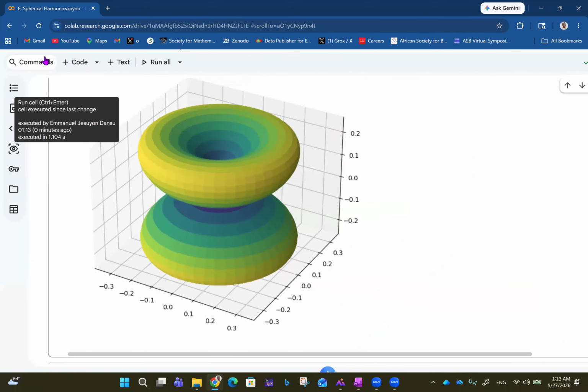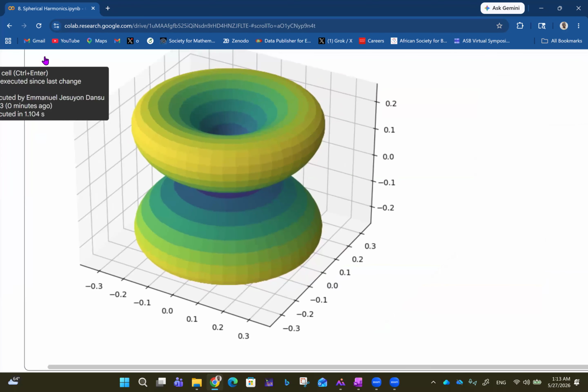So this is how this looks. You can see how spherical it looks.